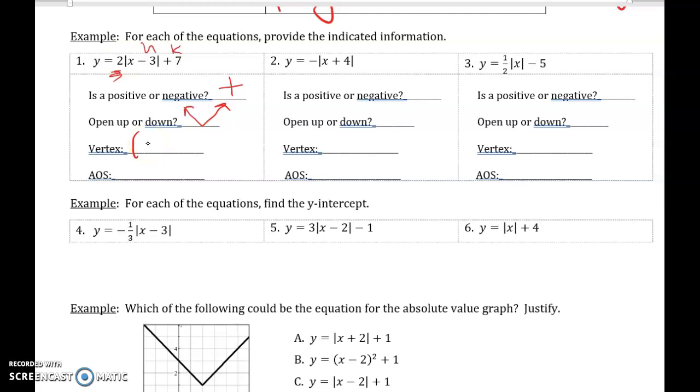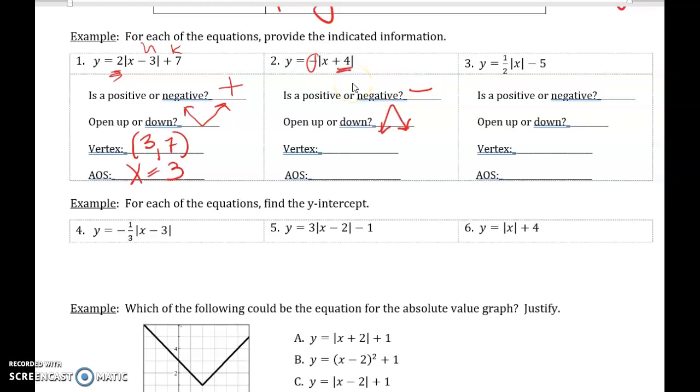Okay, your vertex: h lies and k tells the truth. Say your vertex is (3, 7). Then the axis of symmetry, x is equal to the x-coordinate of your vertex, so your axis of symmetry is going to be x equals 3. For number 2, that negative symbol right there, that's your a, so it's negative. So your graph is going to be pointing down.